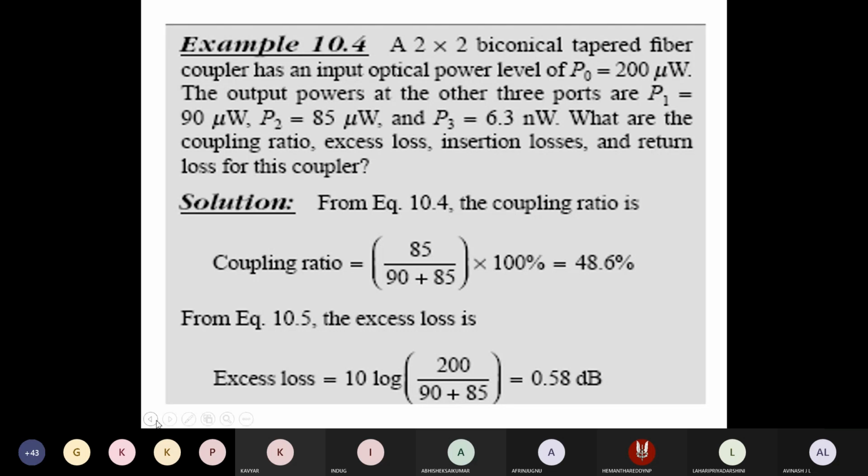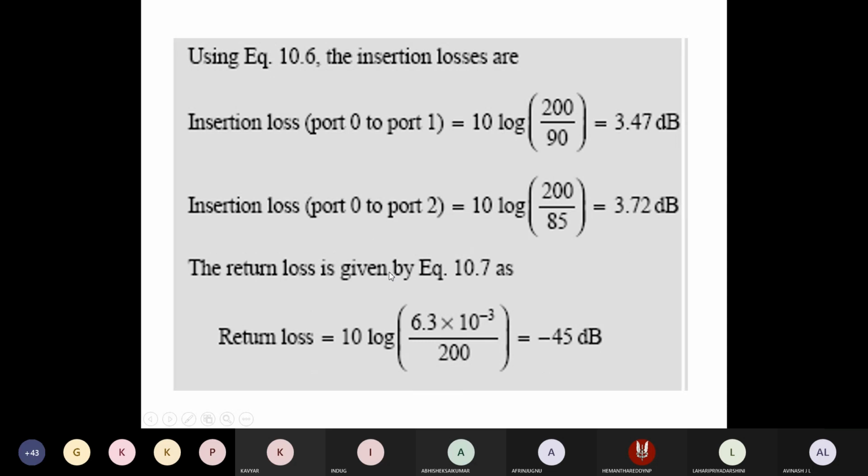So once you take on this one, we'll go for the next answers, that is insertion loss. When you're talking about insertion loss, there are two ports we need to consider: P0 with respect to P1 and P0 with respect to P2. When you consider these two things, you'll get the answer. Write down the answer, all of you.